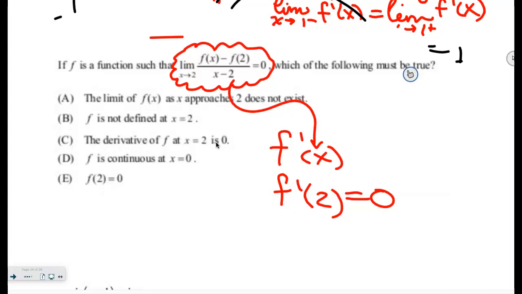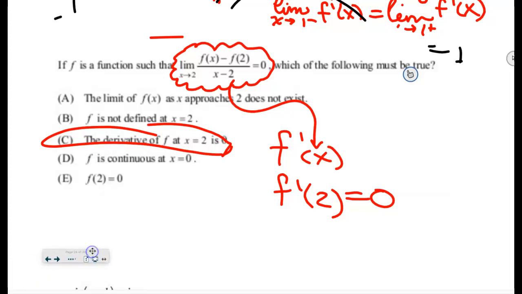The limit of f of x as x approaches 2 does not exist. Getting 0 over 0 does not mean it doesn't exist. It means you need more work, correct? F is not defined at 2. Not what that means. It must have been defined actually, because if it wasn't, I couldn't take a derivative there, which I did. It's 2. The derivative of f at 2 is 0. So true. Right? We're done with that one. All right, is there another one?